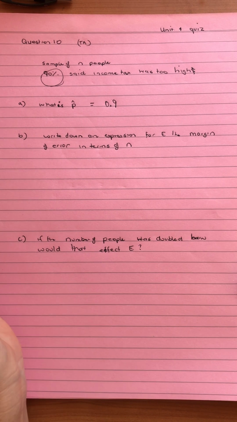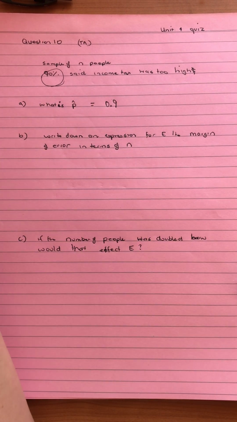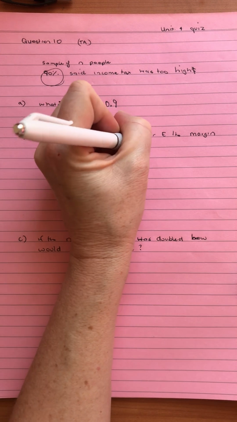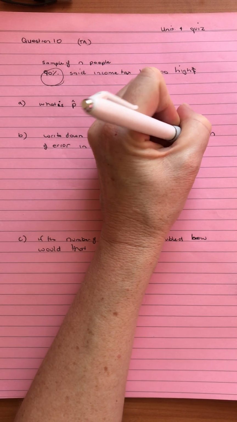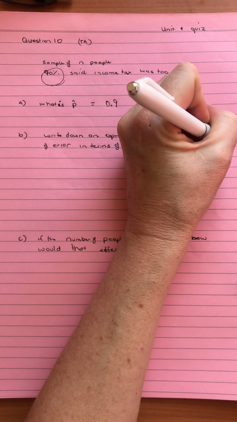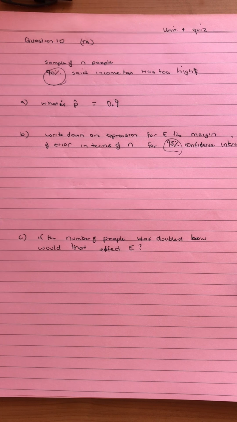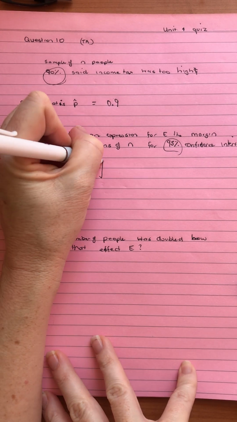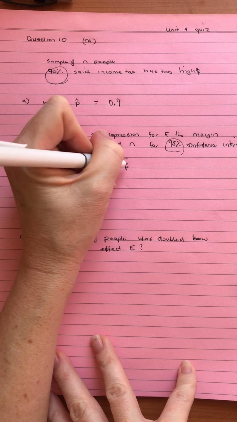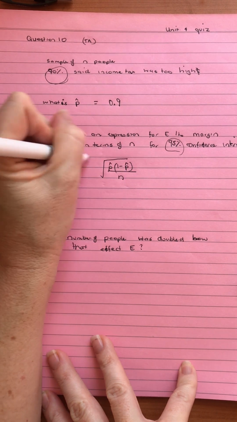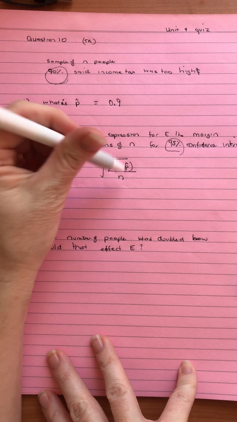And in this question, it was actually left out, it was margin of error in terms of n for the 95% confidence interval. So we need to know what percentage we're looking for to be able to know what number to put in front of the square root sign. So we have our square root of our sample proportion times one take away p hat, over n, and in front of that we're putting that number, which is the z-score for that percentage.